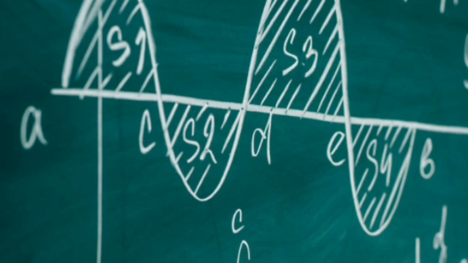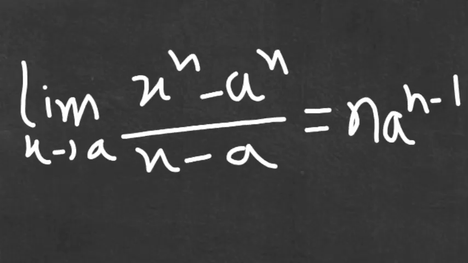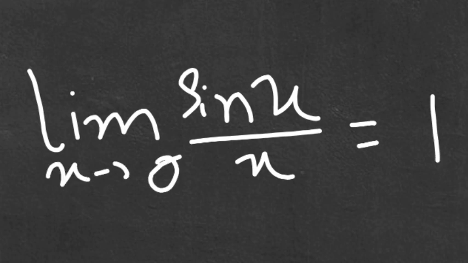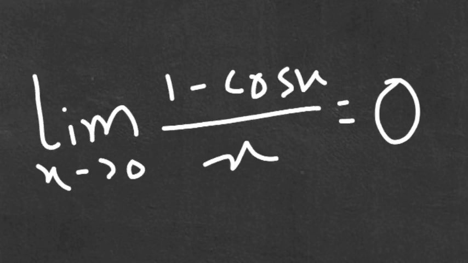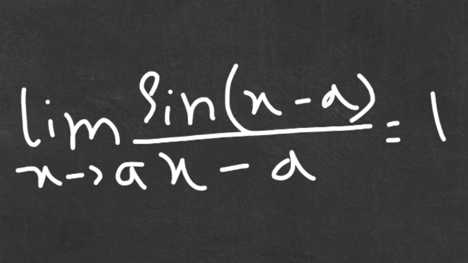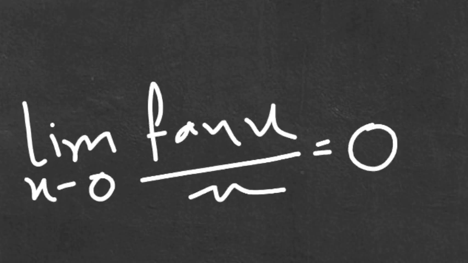Apart from polynomial and rational functions, there also exist limits of trigonometric functions, which we can evaluate using standard formulas. Now let us discover some of the standard formulas used to evaluate limits. Limit of x raised to the power n minus a raised to the power n by x minus a as x approaches a is equal to n a raised to the power n minus 1. Limit of sin x by x as x approaches 0 is 1. Limit of 1 minus cos x by x as x approaches 0 is 0. Limit of sin x minus a by x minus a as x approaches a is 1. Limit of tan x by x as x approaches 0 is 1.